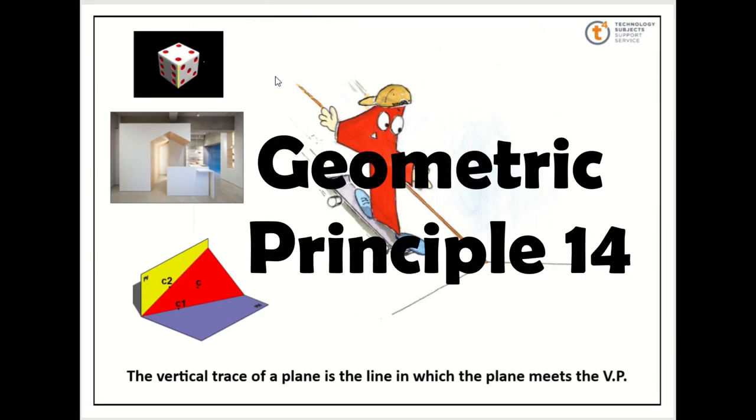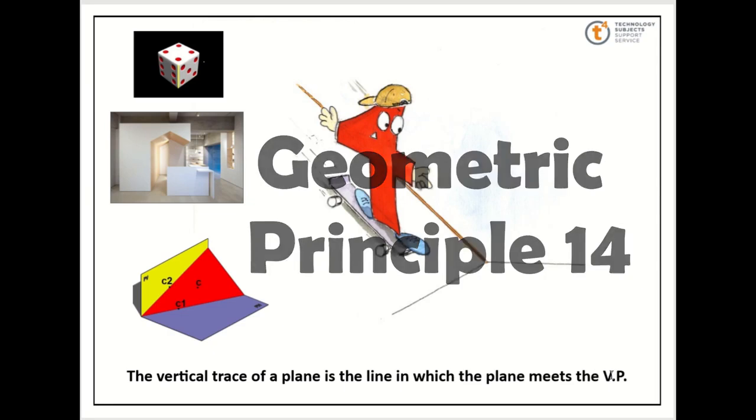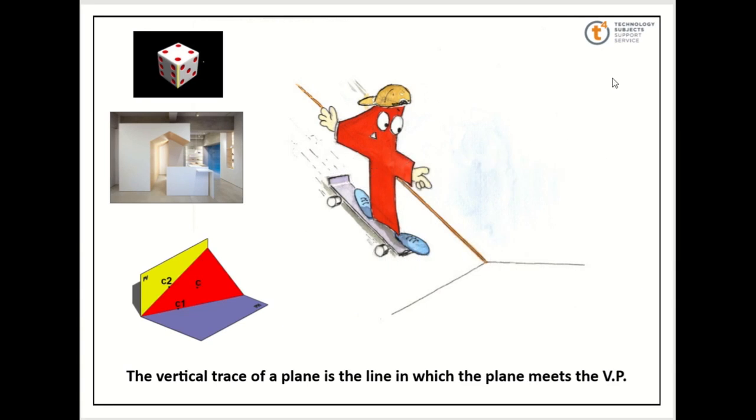So geometrical principle 14 states the vertical trace of a plane is the line in which the plane meets the vertical plane. So looking here, this is our vertical plane, this wall, this is our horizontal plane, floor. Here is a plane, another plane, and it's intersecting both. So that where it intersects the vertical plane, it creates a vertical trace.